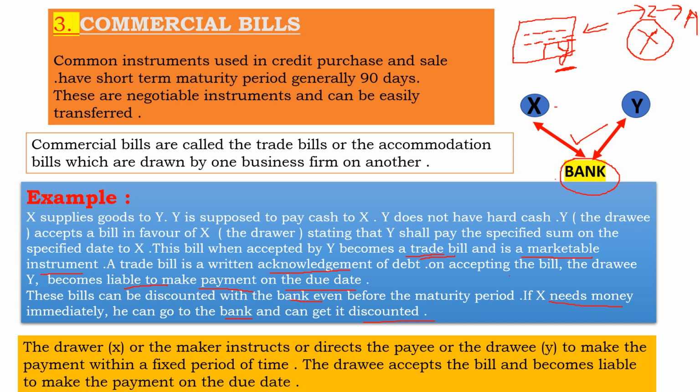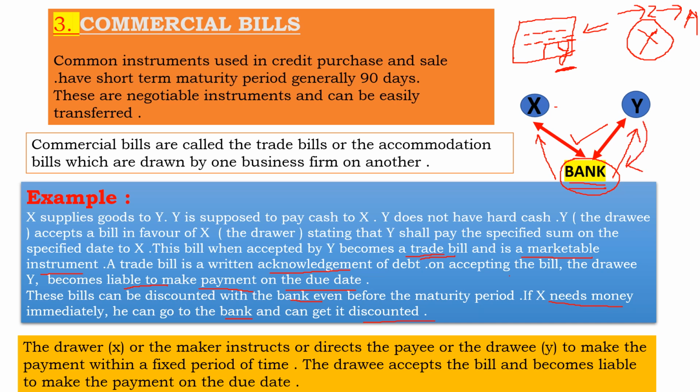And the bank will immediately pay it to X. So X does not have to wait for the maturity period. If the bill is drawn for 3 months, X does not have to wait for 3 months. X will go to the bank and the bank will pay the money immediately to X. The bank will keep the bill for 3 months or the stipulated time period. Again, it will go to Y and then Y will make the payment to the bank.